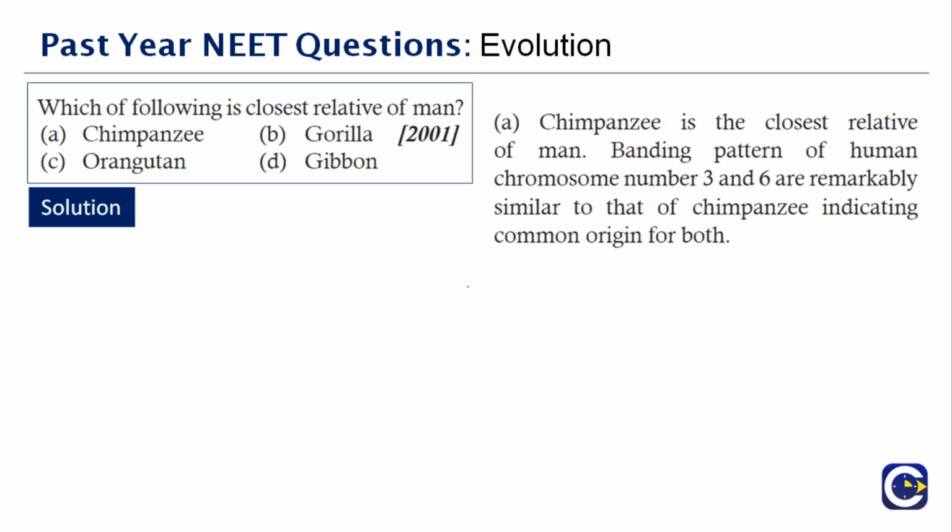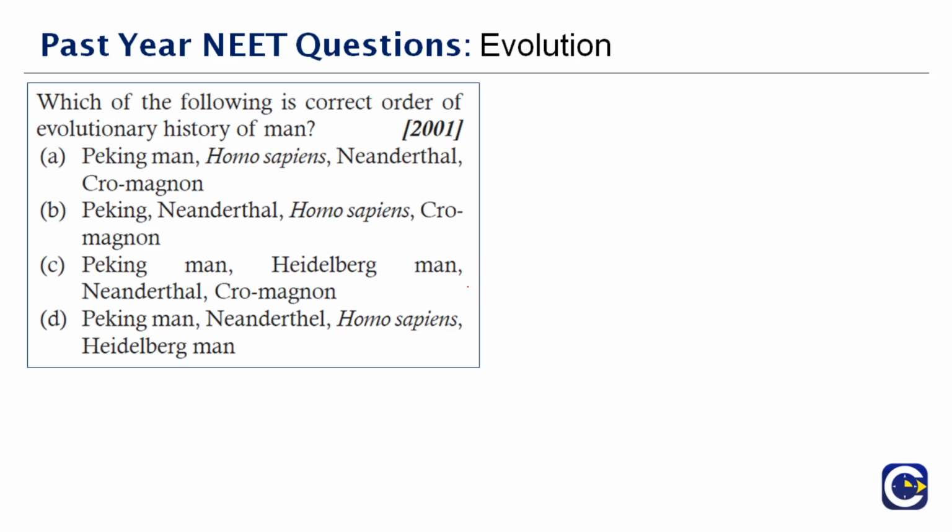Why I'm giving you this probability here is, usually chimpanzee and gorilla both are taken as answers, but when you have a question where you have both the options, you should go to the first preference. The priority is very important. Closest, if you see, it's chimpanzee. But in general, if you ask, chimpanzee and gorilla will come. The banding pattern of the human chromosome 3 and 6 are remarkably similar to that of chimpanzee, indicating the common origin of both. Okay, next question.